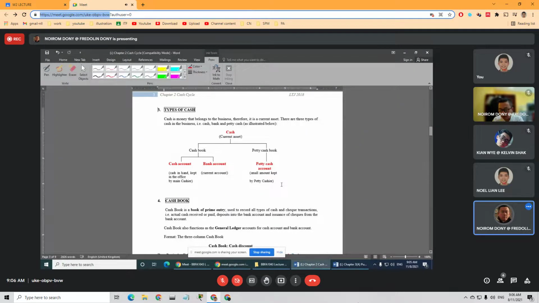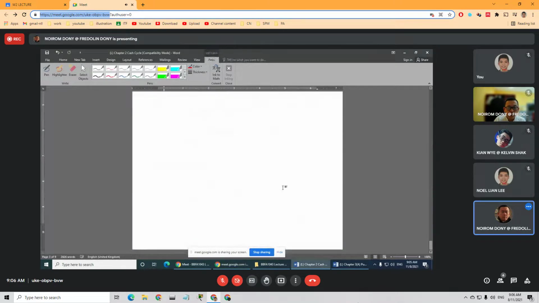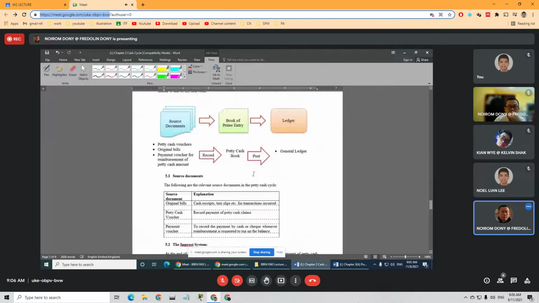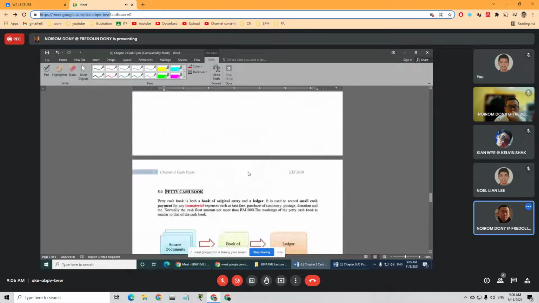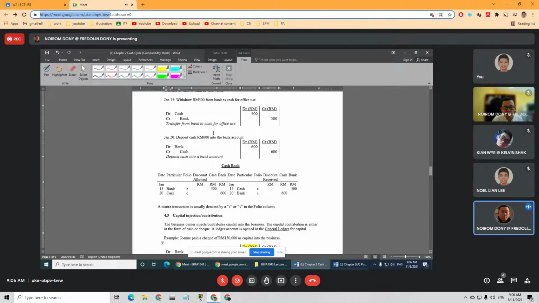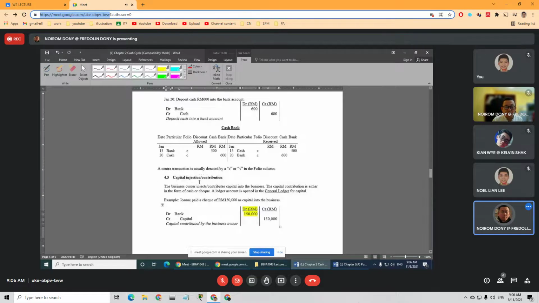So this one we have covered. Contra entry. A contra entry is an entry where the recording of debit and credit is done in the same book, in the cash book. That is, whenever we have a transaction between the cash column and the bank column. And then the next one is capital injection or capital contribution.